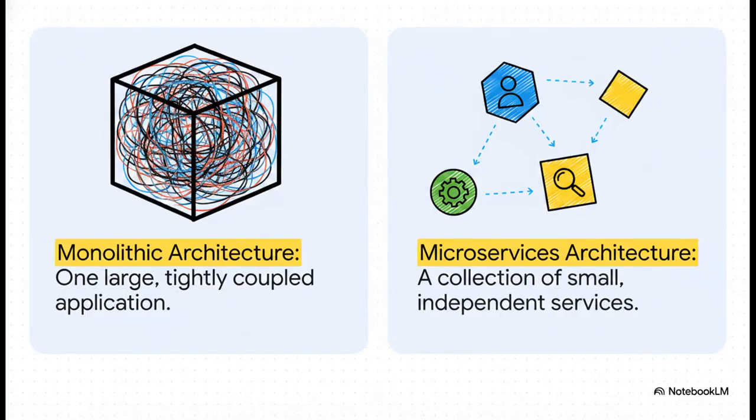And the difference? I mean, it's night and day. On the left, you've got the monolith, that one giant tangled block of code. But on the right, you have microservices. It's a collection of small, independent services. Each one has just one job. One handles billing, another handles your user profile, another does search. They can talk to each other, but they are not bolted together.